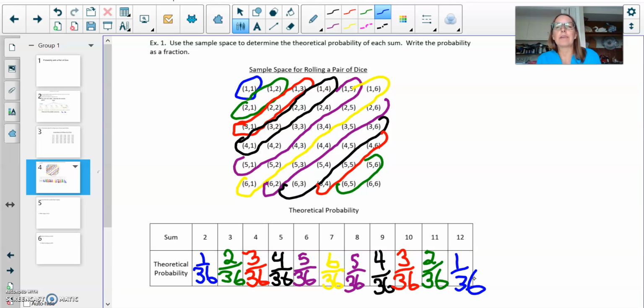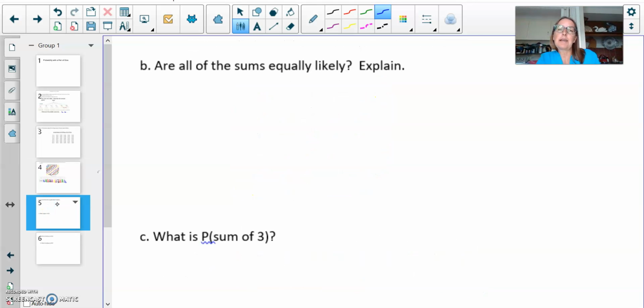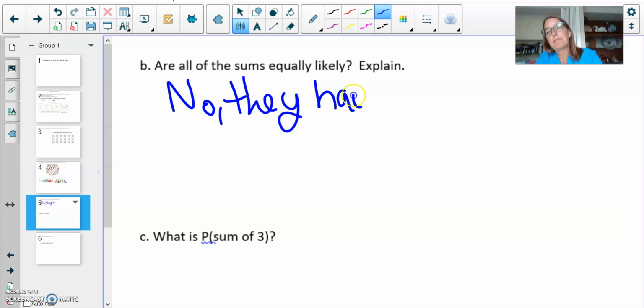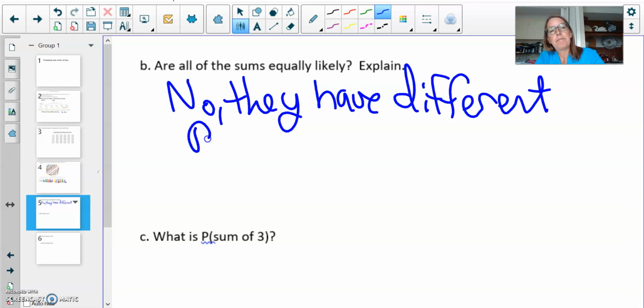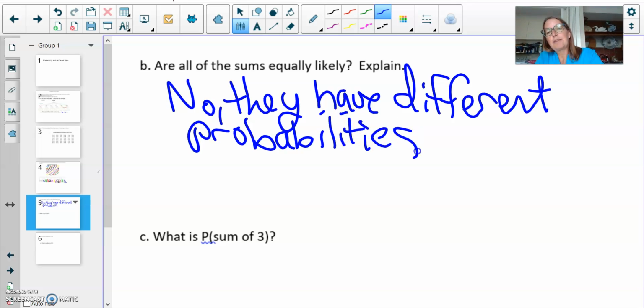So you can see there's a pattern in our theoretical probabilities. The denominator is always 36. And when we have the sums in order, they balance out. The probability of a sum of 2 is the same as the probability of getting a sum of 12. Okay, so are all of these sums equally likely? No, they have different probabilities. The probability of getting a sum of 2 was 1/36. The probability of getting a sum of 6 was 5/36.